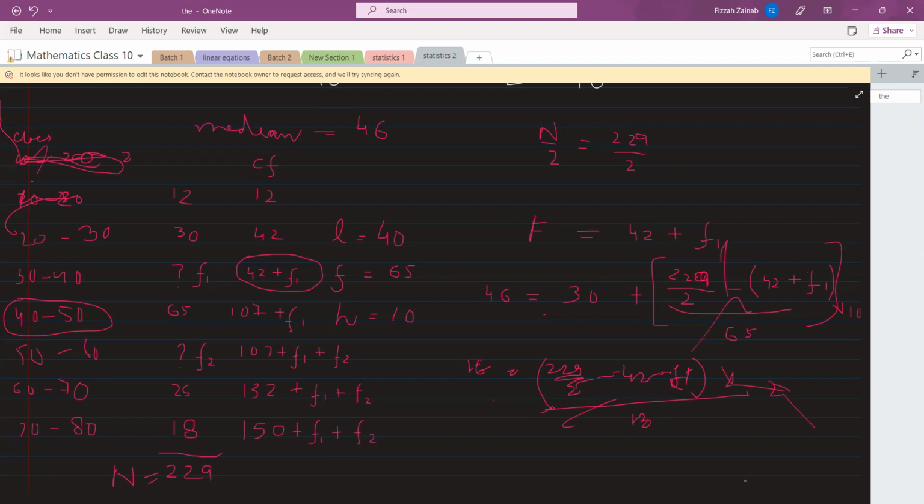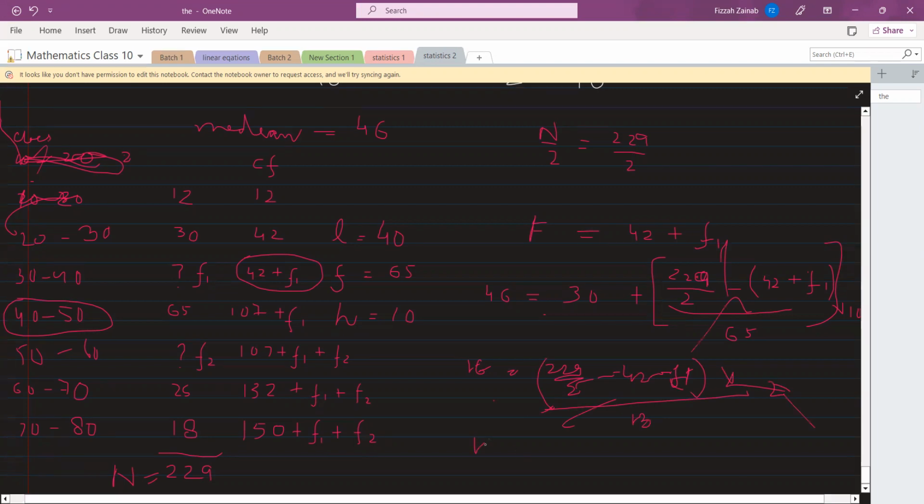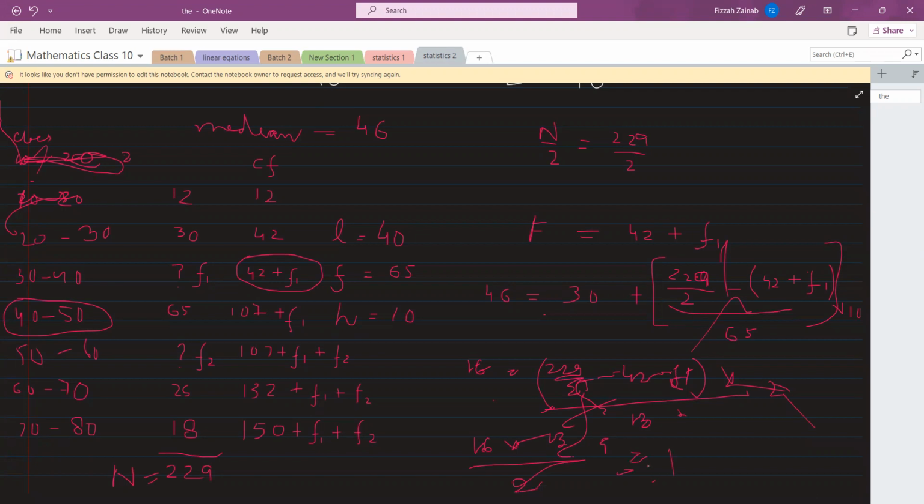Okay, now this 13 you can bring this side. So 16 into 13, right? And this 2 also, if you wish, you can bring this in the denominator. So this side, you just have this 229 by 2 minus 42 minus F1. Is this clear? Okay, then you take LCM. So 2 is the LCM. And then please try to solve it.